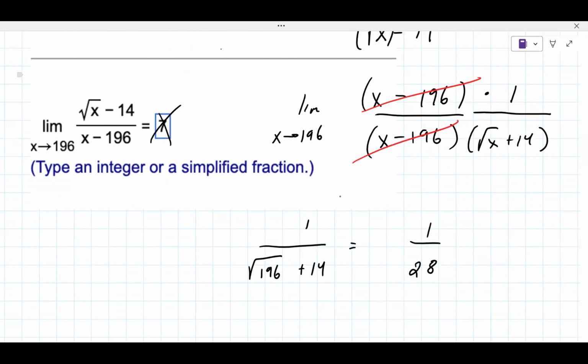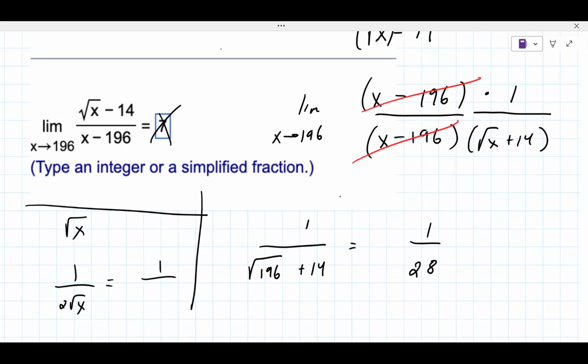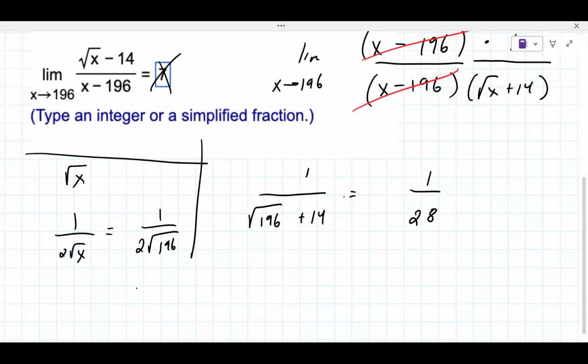I was doing the derivative. Yeah, no derivatives needed here. Oh, okay. Well, actually, if you do take a derivative of square root of x, that would work. Because it's 1 over 2 square root of x, and then you put 196 in, and you get 1 over 2 square root of 196, which is 1 over 28. But you'd have to know which function to take the derivative of.